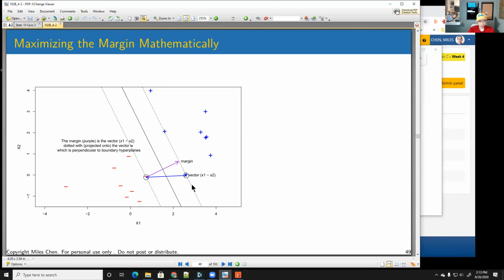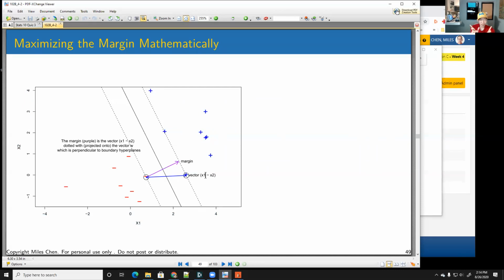Okay, and so what we have is the margin. The margin is the vector, okay? The vector x1 minus x2. If we have these 2 points, x1 and x2, the vector that connects them we can just find by taking x1 minus x2, right? So we think back to our linear algebra. The vector that connects 2 points or 2 vectors is just the difference vector, right?